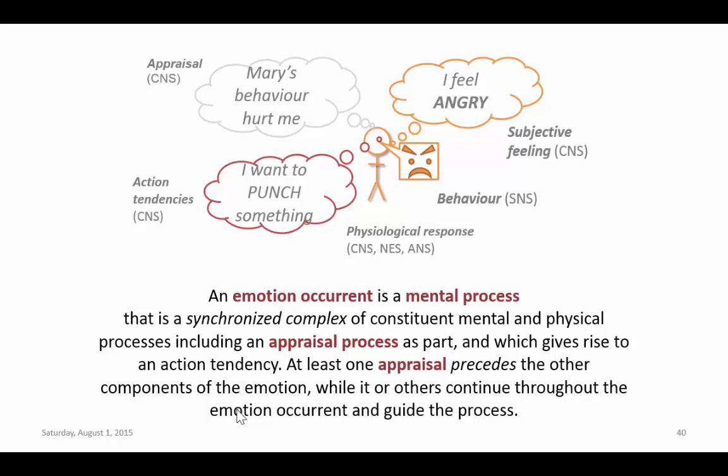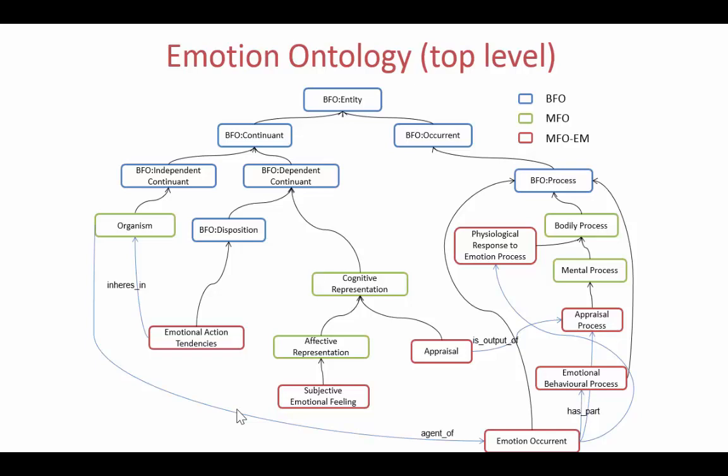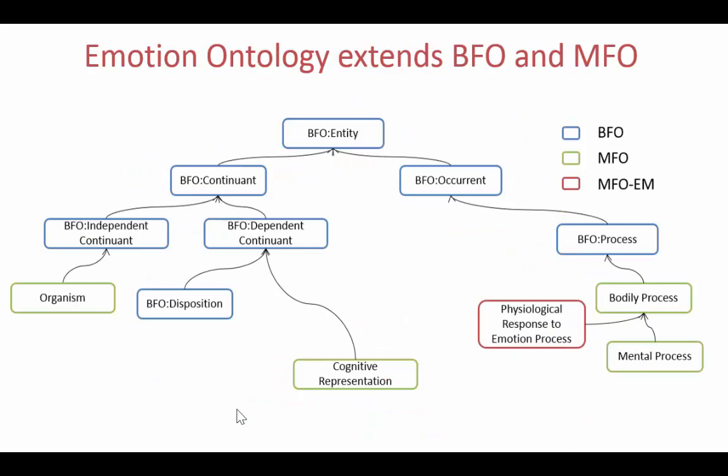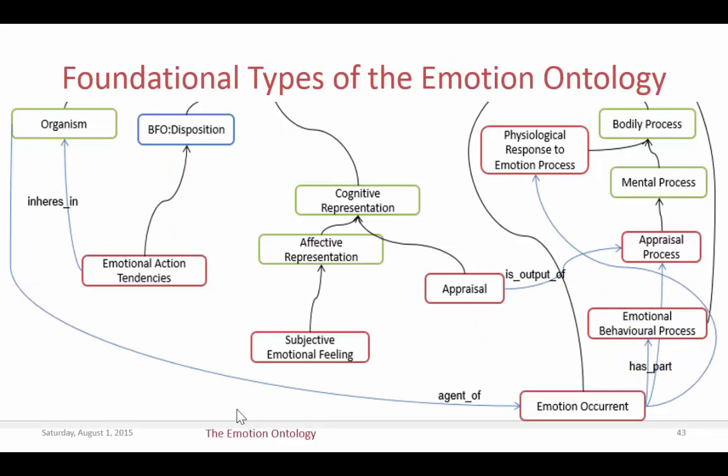This is the top level of the emotion ontology. So it's built down from BFO, which are the blue terms here. And then we have green terms, which belong to the mental functioning ontology. And then MFOAM is the emotion extension of the mental ontology, which contains terms like appraisal process, emotional behavioral process, subjective emotional feeling, and emotion action tendency. So that's the BFO top with MFO, and that's the emotion ontology, also the top, but it's the bottom of the picture I showed earlier.